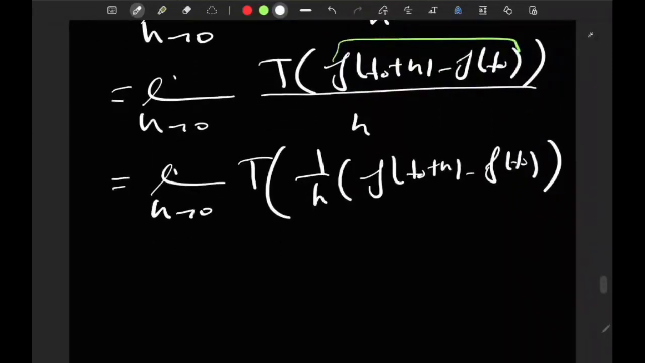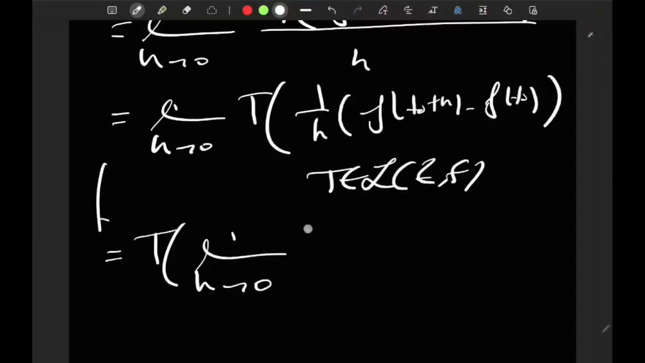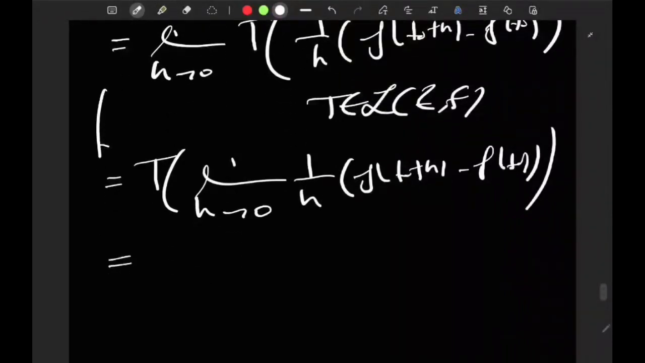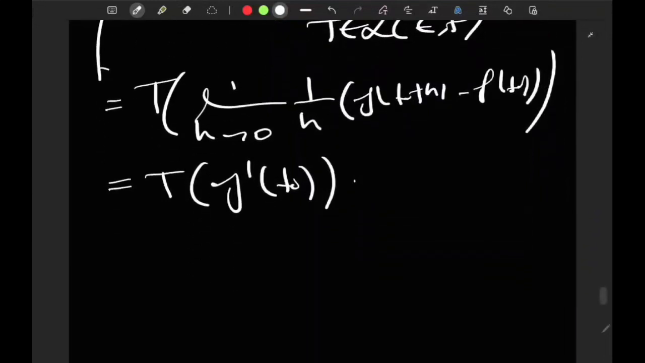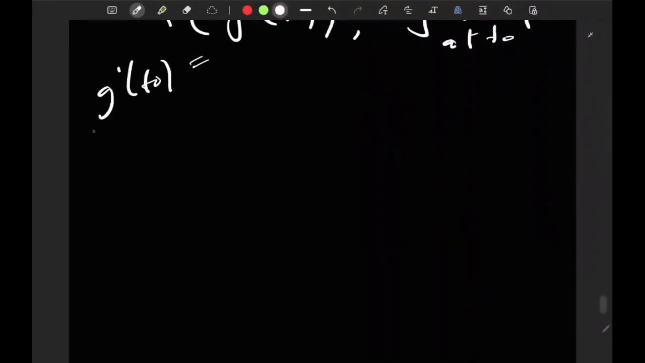And since T is continuous, we assume that T belongs to L of E, F, remember this was the given, this is the same as T of the limit as h goes to 0 of 1 over h, f of t0 plus h minus f of t0. And by the very definition of derivative, this thing is just T of f prime of t0. So we're done. So g is differentiable at t0, and this derivative is just T of f prime of t0. So we're done with exercise 1.